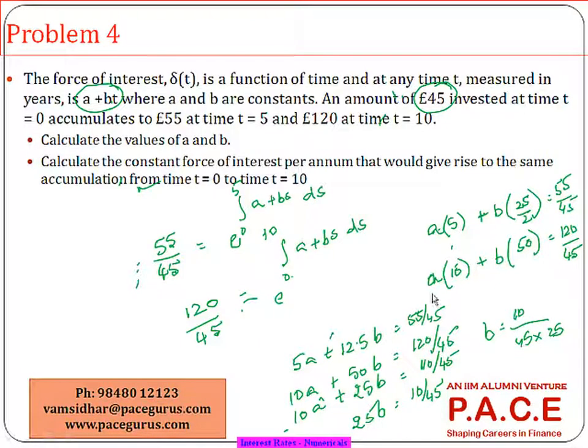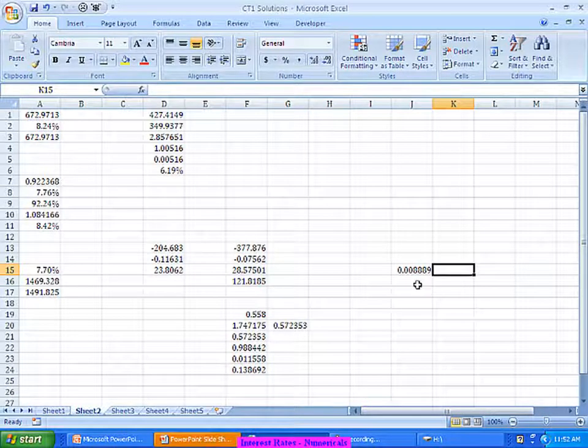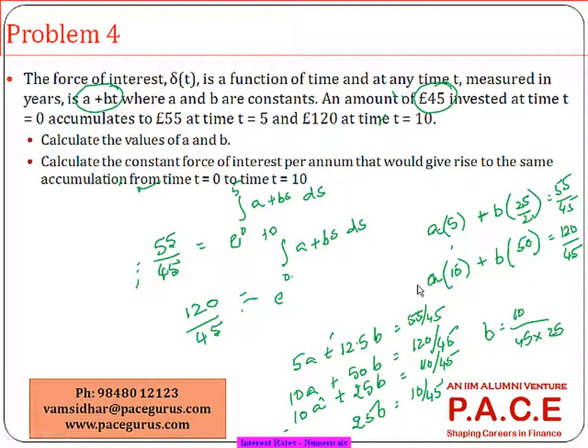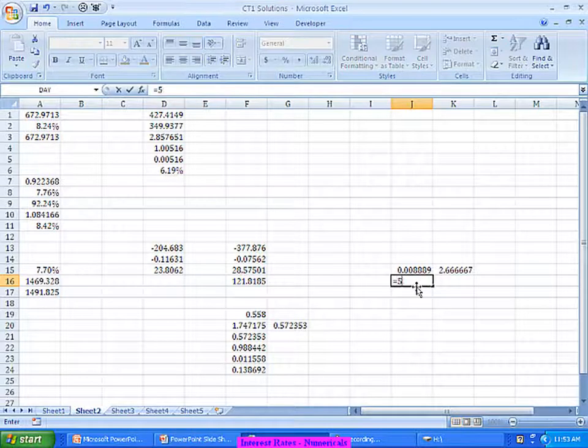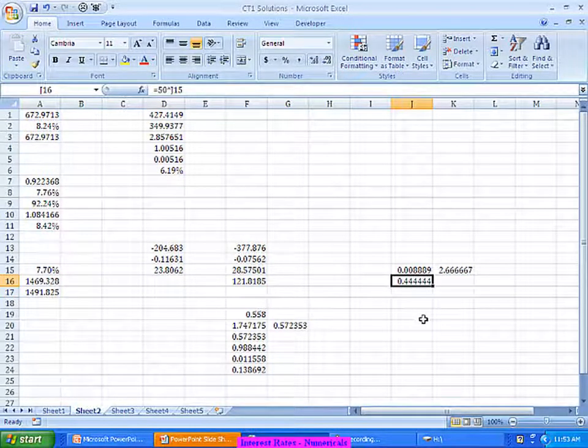Now, if I want to find out the value of a, I can use this expression: 10a plus 50b equal to 120 by 45. What is the value of 120 by 45? This is the value of 120 by 45. All right. So 10a plus 50b is equal to that much. This is b, so if I want 50b, it is this much. So 10a plus 50b equal to this much.